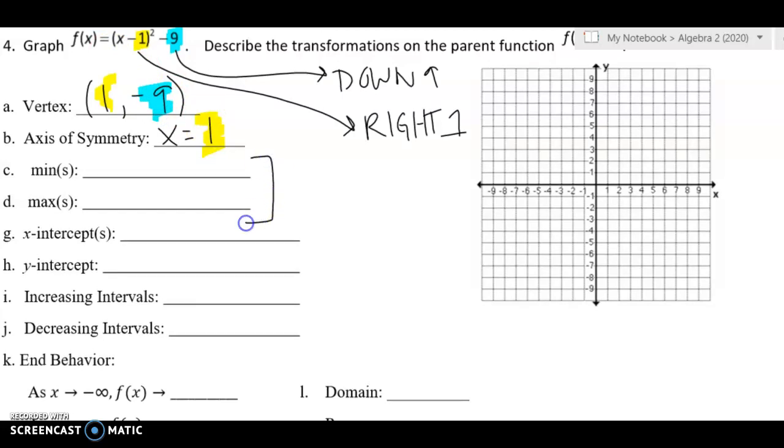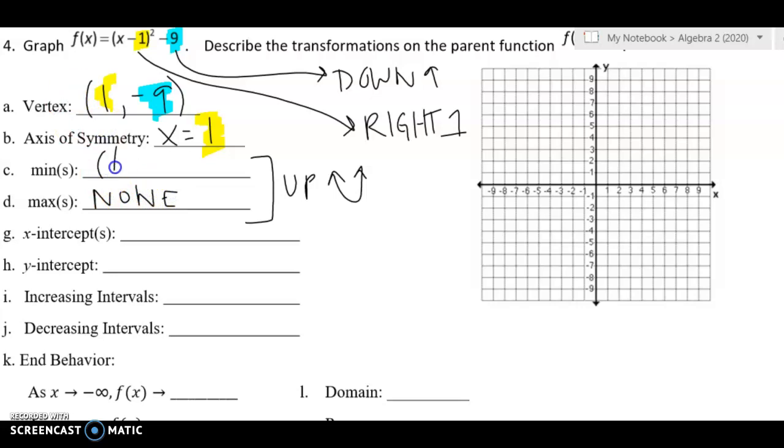Min and max. The easiest way to figure this out is to think about if your parabola is going to open up or down. If the equation in the beginning is positive, it opens up, which means my graph looks something like this little U shape. In this little U shape, if you just think about this picture, there is no maximum. There's only a minimum.